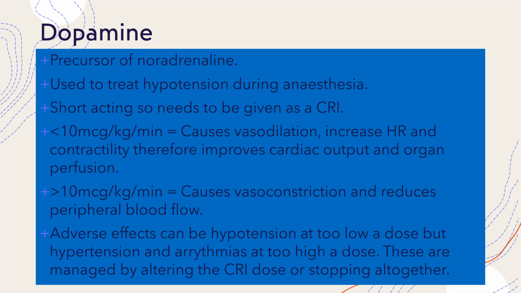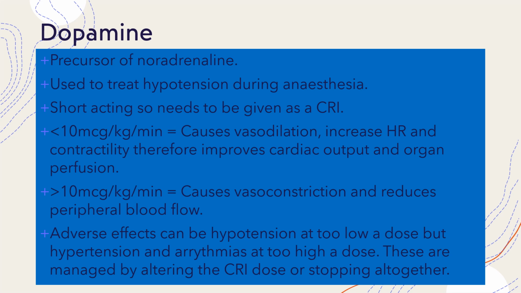And last, we've got dopamine. So dopamine is a precursor of noradrenaline, and it's the medication form of a substance that occurs naturally within the body. It works by improving the pumping strength of the heart and improves blood flow to the kidneys, and this helps increase the blood pressure. We use it to treat hypotension during anaesthesia, but it can also be used when your patient's within the wards as well. It's short acting, so needs to be given as a CRI.